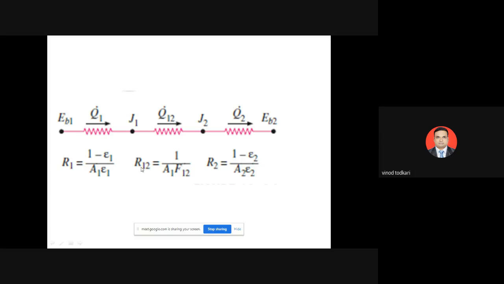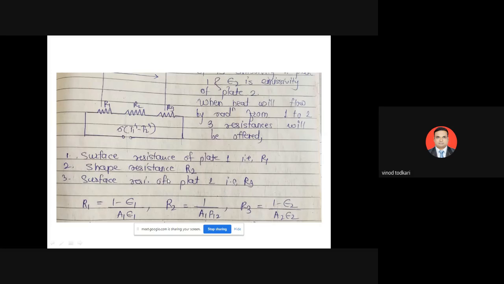And what is the second resistance? Shape resistance of plate 1 with respect to 2. I call it R2. So it is 1 upon A1 F12. What is F12? View factor of 1 with respect to 2: the fraction of energy emitted by 1 which is intercepted by 2. I believe that these three formulas are clear to you, and if these three formulas are clear to you, this derivation is very simple.